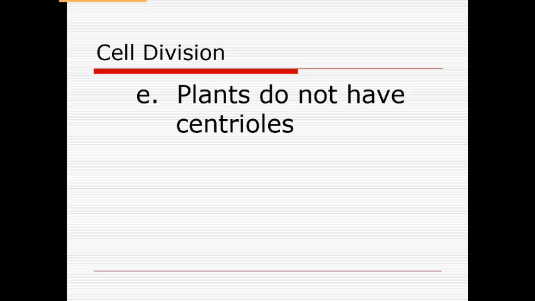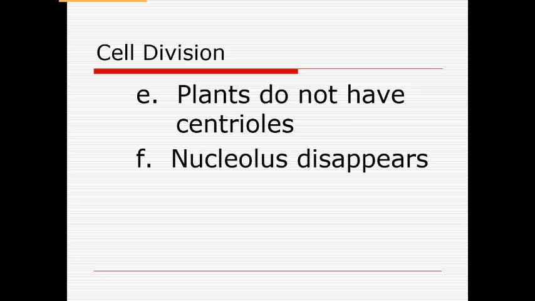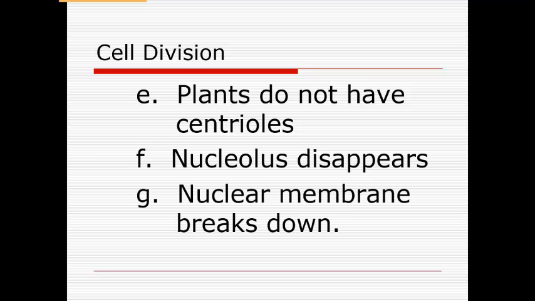The plants we mentioned don't have centrioles, so you won't see those in a plant cell. It's one of the ways you can tell a plant cell from an animal cell. The nucleolus is going to disappear, so that dark spot inside the nucleus. Remember, the nucleus is dividing, so the nucleolus is going to temporarily disappear. It will reform toward the end.